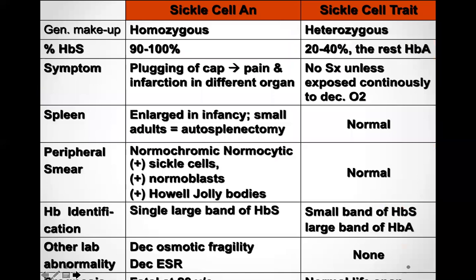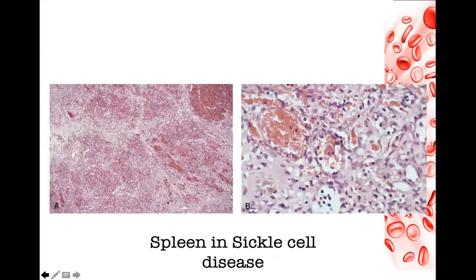So this is just a comparison between sickle cell trait and sickle cell anemia. In sickle cell anemia, you have a homozygous individual. In sickle cell trait, you have a heterozygous individual. The percent of hemoglobin S is higher in sickle cell anemia compared to sickle cell trait, where you only have 20 to 40% and the rest is your adult hemoglobin. Symptoms would be plugging of capillaries and pain and infarction in the different organs. So this is what I showed you earlier. Here.